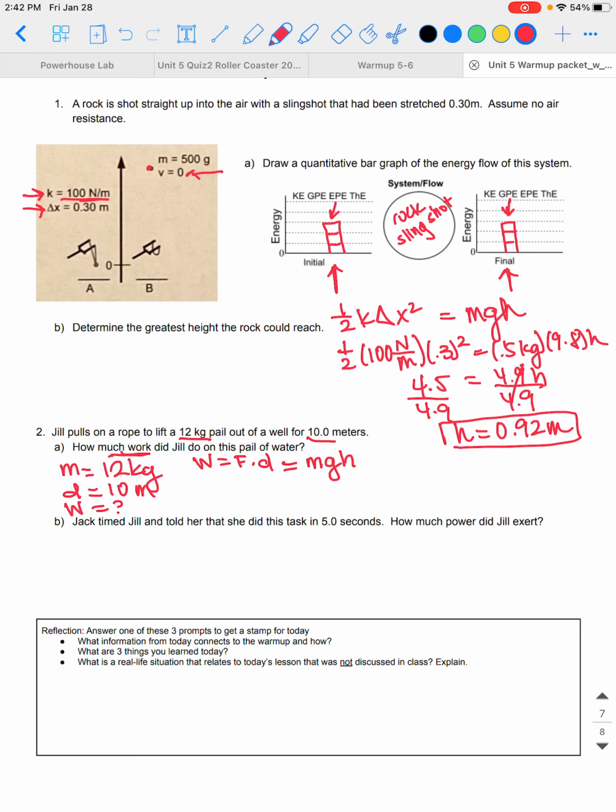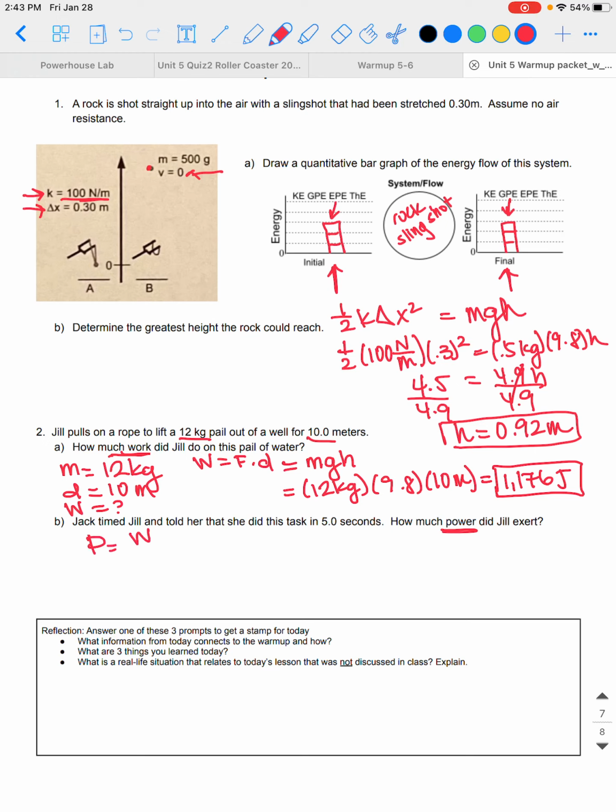So all we have to do is plug in our values for mass, gravity, and height, and our work is equal to 1,176 joules. Joules is our unit for energy. Since work is the change in energy, it is also the unit for work.